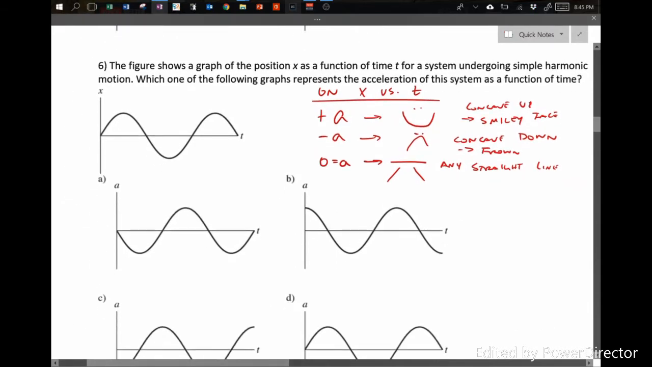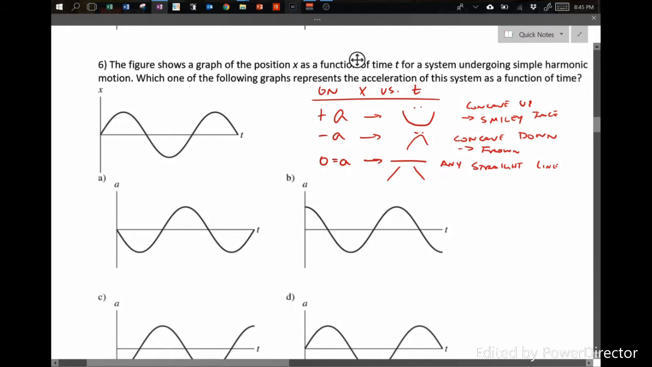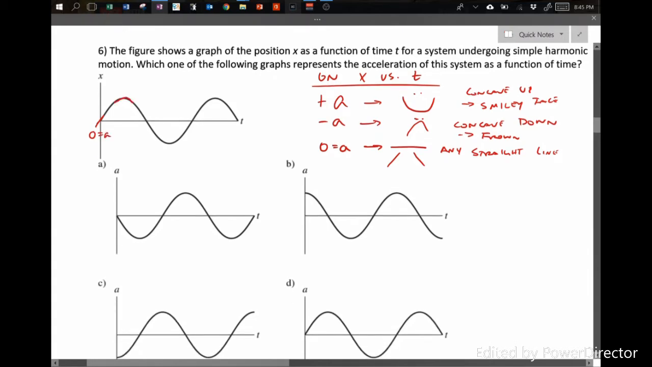All right, so here what we see is a little bitty flat line right here. So that's 0 equals my acceleration. And then here at the top, we got a bit of a frowny face. That's negative acceleration. And then here again, we have a bit of a flat line. So 0 equals my acceleration. Here it's smiling at us, so it's positive acceleration. It's flat again, so I have 0 acceleration. Rounding again, so I have negative acceleration. Then it's sloped down again, so I have 0 acceleration.